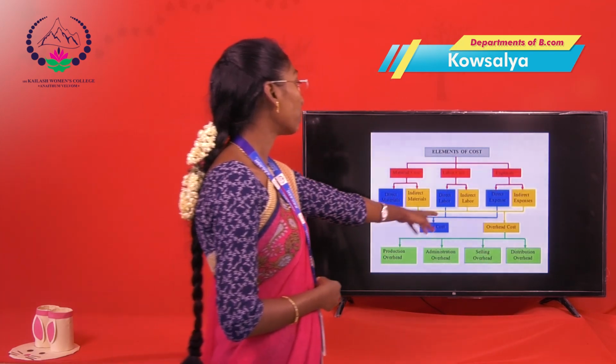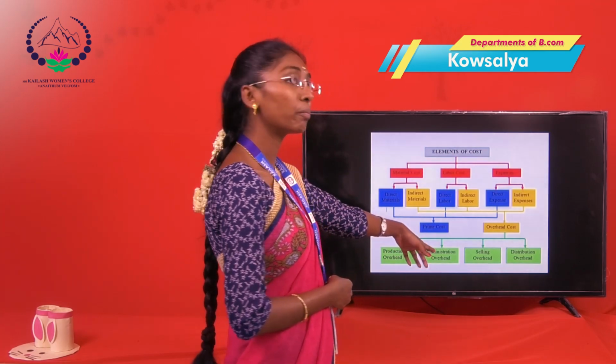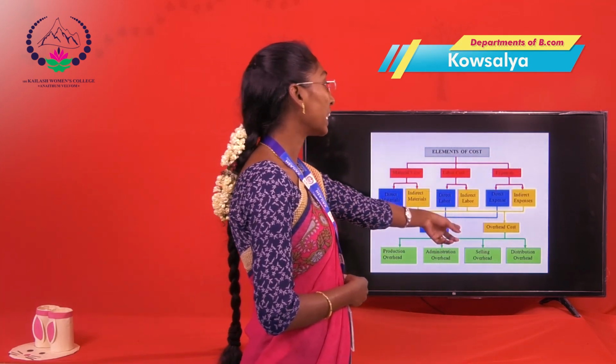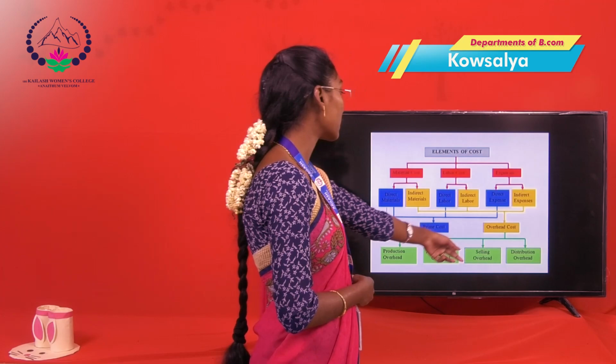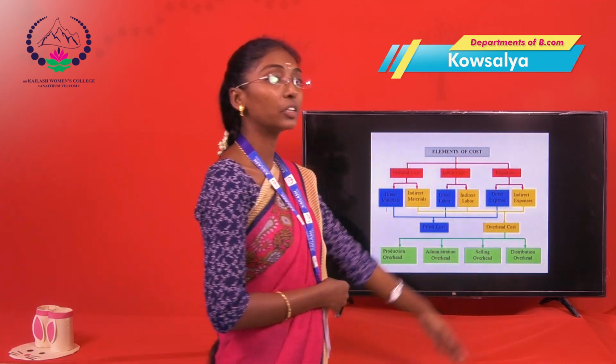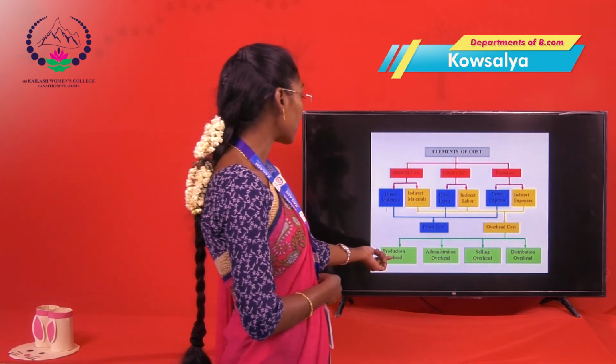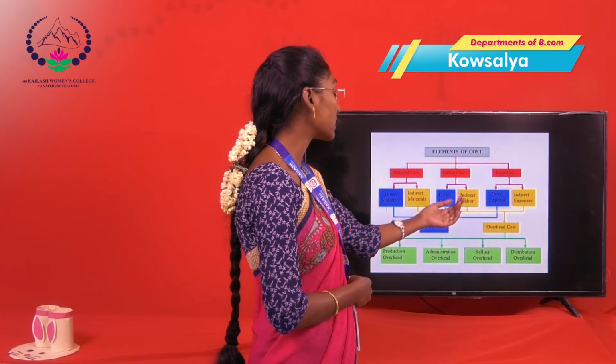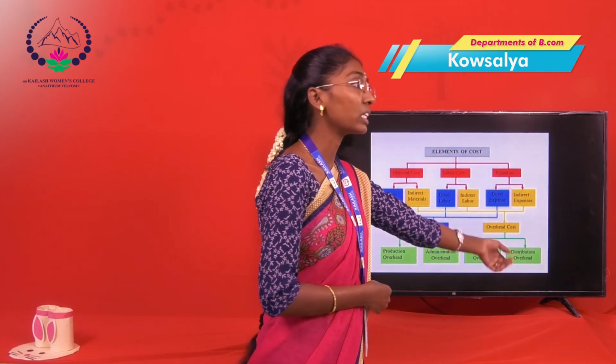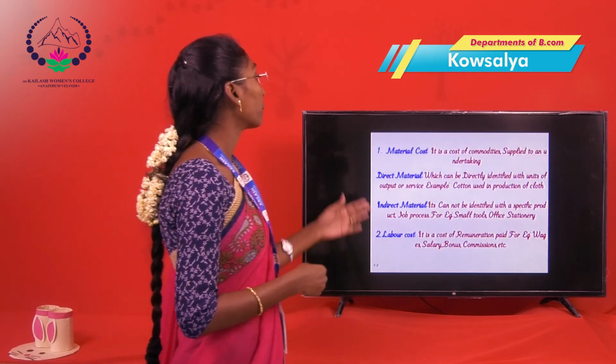Direct material, direct labor, direct expenses: these three are called the prime cost. And indirect material, indirect labor, indirect expenses: these three are called overheads. Overheads can be classified into four categories. First one is production overhead, second one is administration overhead, third one is selling overhead, fourth one is distribution overhead.